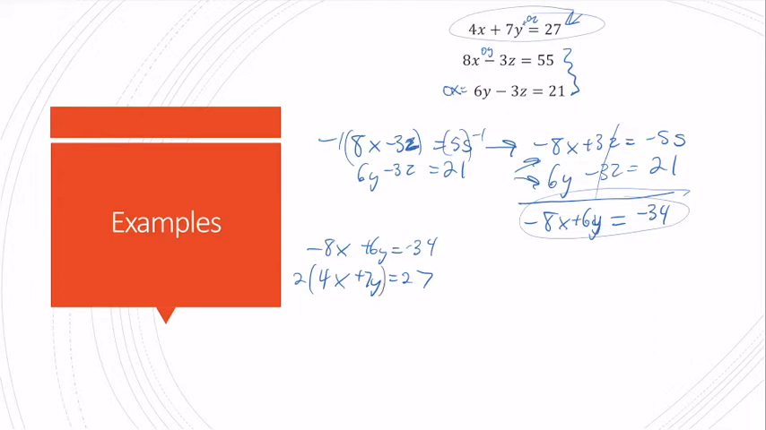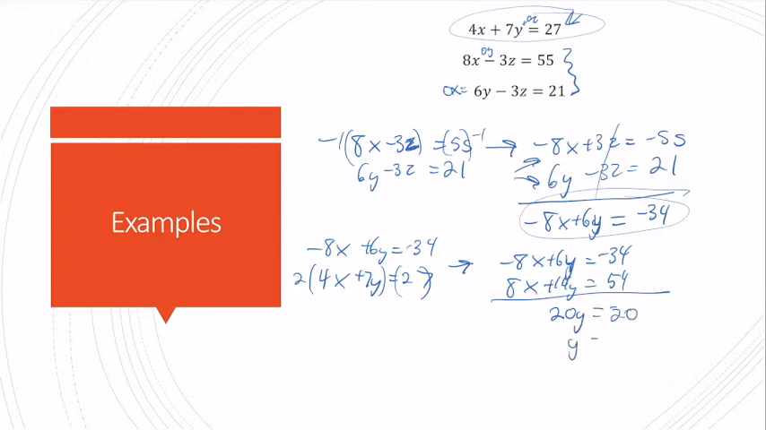I'm going to multiply this by 2. That gives me negative 8x plus 6y equals negative 34, and a positive 8x plus 14y equals 54. If I add these together, I get that 20y equals 20. So I find that y equals 1. I can then substitute that back into my original equation: 4x plus 7 times 1 equals 27. I get 4x equals 20, so x equals 5.